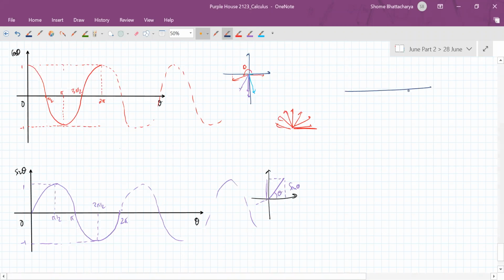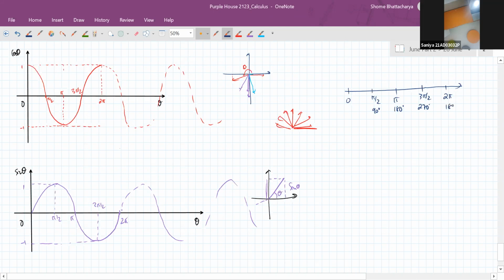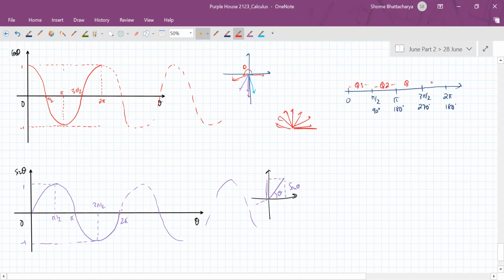So on the x-axis, pi by 2 is the same as 90 degrees. Pi is the same as 180 degrees. Three pi by 2 is the same as 270 degrees, and 2 pi is the same as 360 degrees. So this is our quadrant 1, this region. This is our quadrant 2. This is our quadrant 3. This is our quadrant 4.